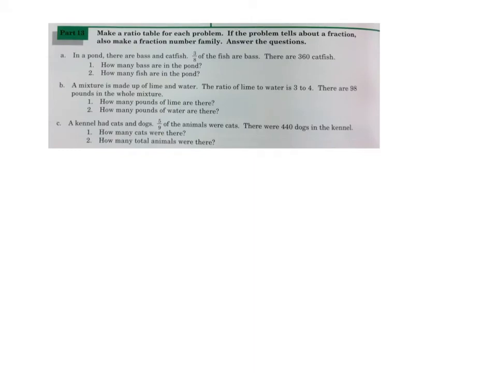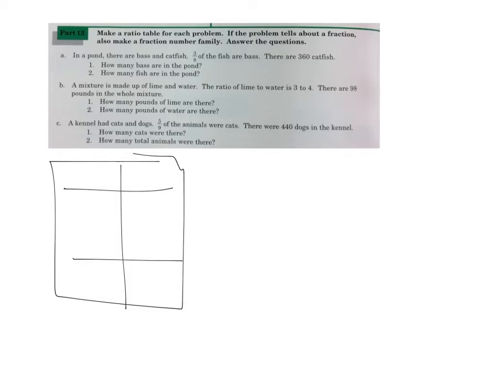Alright, so for part 13, the instructions say that you need to make a ratio table for each problem. If the problem tells about a fraction, you have to make a fraction number family. So I know that first I'm going to make a ratio table so I can organize my numbers and figure out what I need to do.